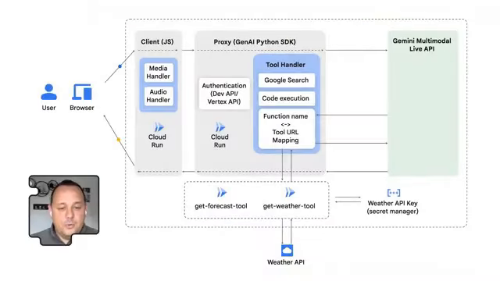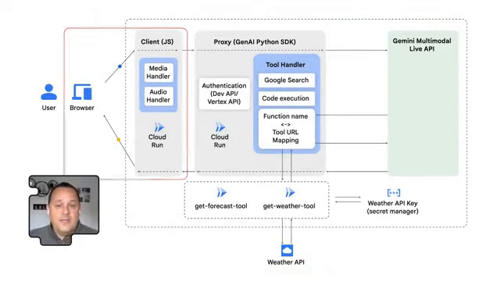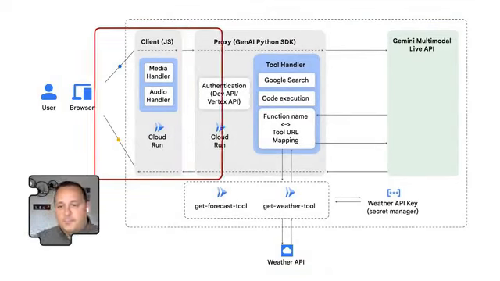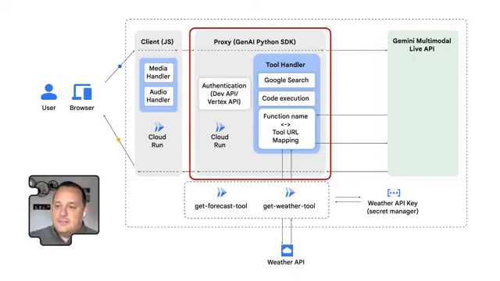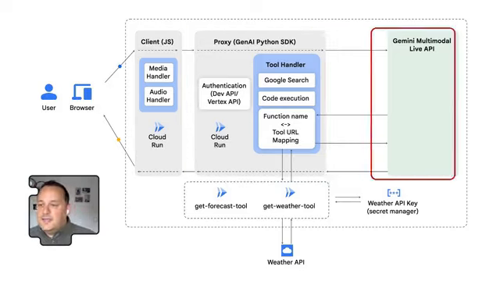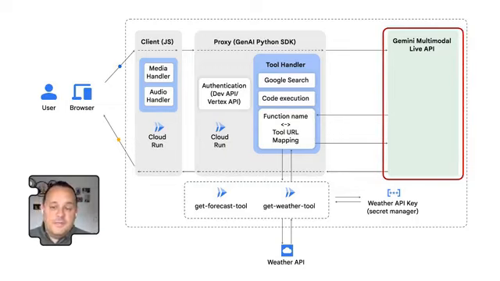So first, the architecture. There's 4 key components to this architecture. We have a client, which in this case is just a UI in the browser. We have a proxy, which basically will establish the connection to the multimodal live API and also handle everything around tool usage and authentication. So the proxy, the Gen AI Python SDK proxy, is the heart of this application. Every request that comes in from the user will be routed to the proxy before it then goes to the live API. The Live API is obviously the brain of the whole application, but because the Live API is provided by Google, there's not much you have to do yourself.